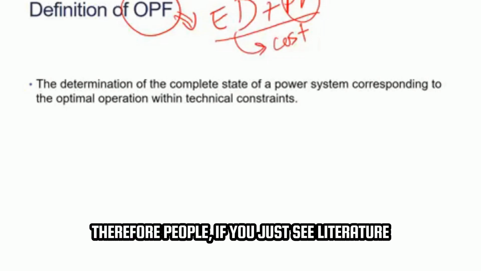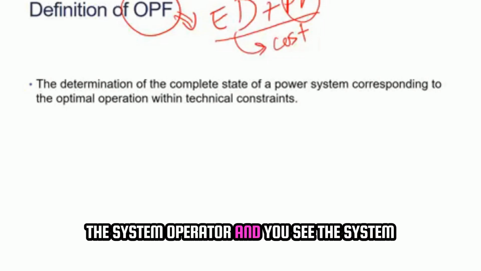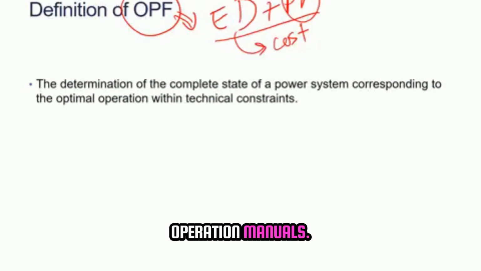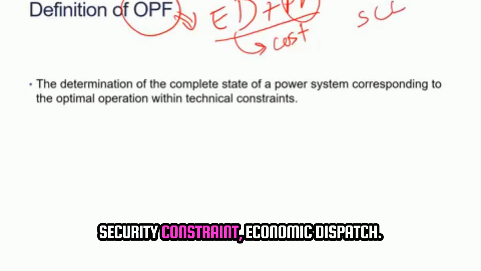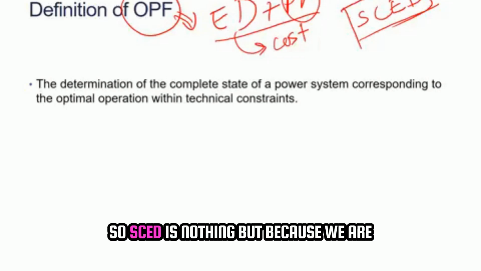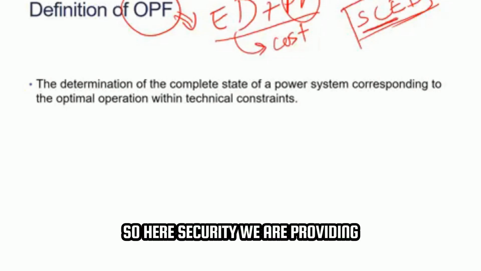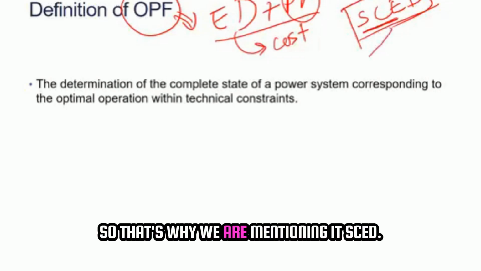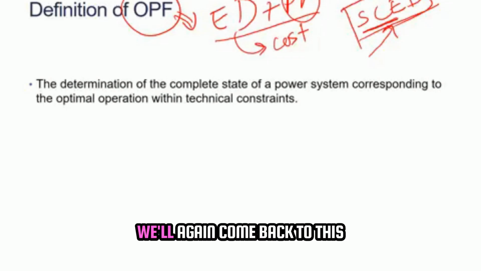So if you look at the literature, and also if you see some manuals of the system operator, the system operation manuals, you will see that people generally write security constraint economic dispatch. These are different terminologies they use. SCED is nothing but, because we are security constrained, here security we are providing in terms of power flow, so all the lines are being considered, that's why we mention it as SCED. So this is the basic terminology and difference. We'll again come back to this after completing this OPF model.